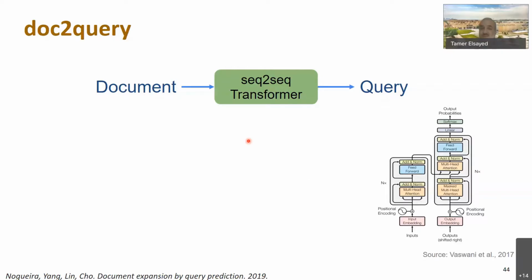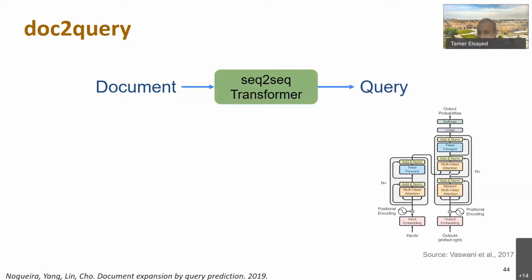For that, the authors used the sequence to sequence transformer. That's the original transformer, not BERT. Remember, the transformer actually was for sequence to sequence tasks, right? Like translation. Here it is similar. Given the document, I want to generate a query to which this document is relevant. So you can think of it as translation. I want to translate the document into a query.